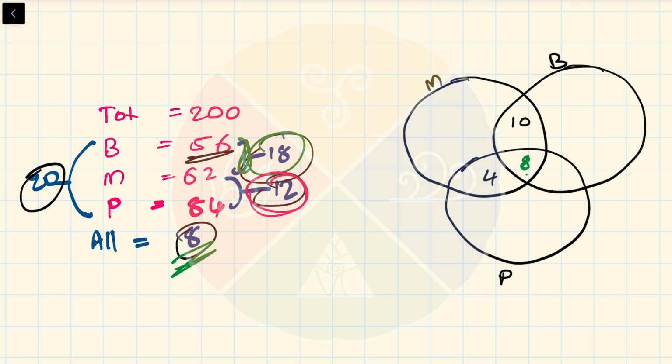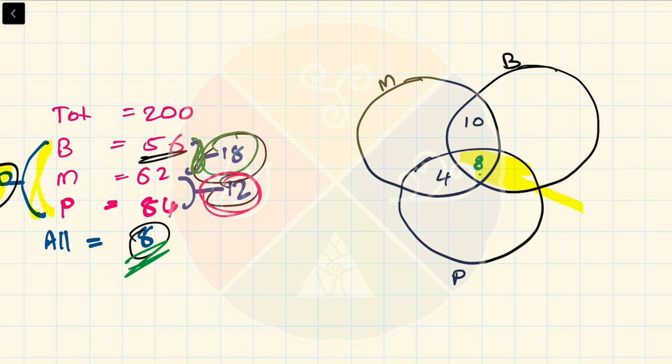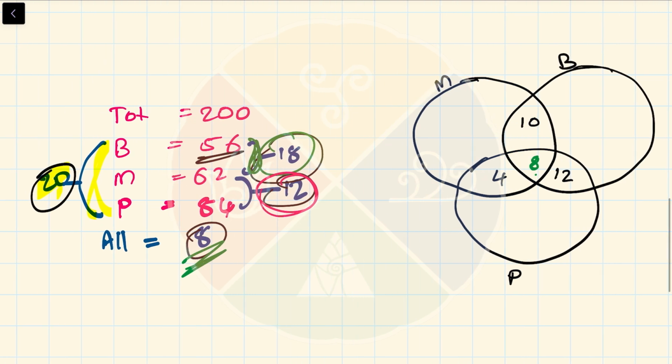So now we have to put physics and biology. 20 people should be there. Physics and biology, in this gap, we need 20 people. But 8 people are already there. We only have to place another 12 people. If we place 12 people, 20 people are there. Now, similarly, we have to fill in the remaining gaps.